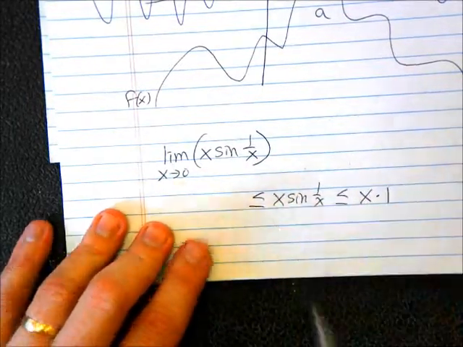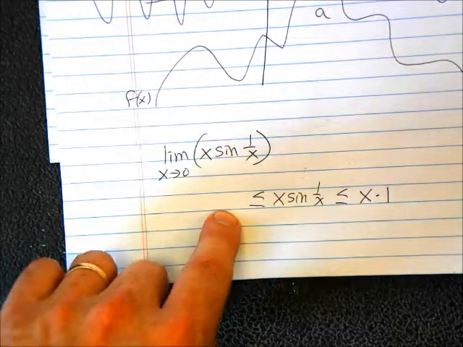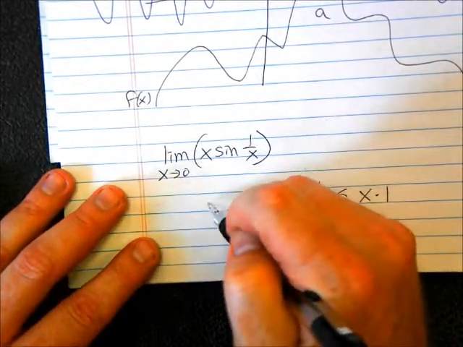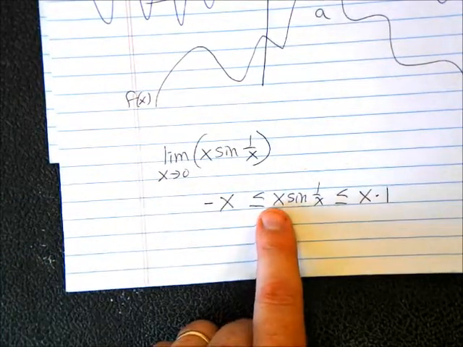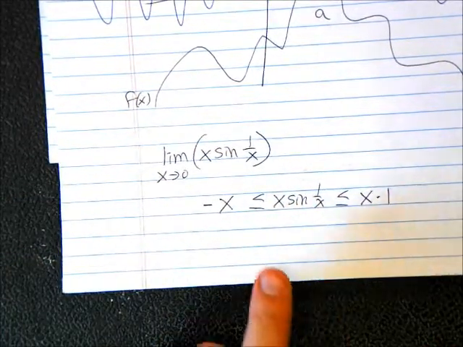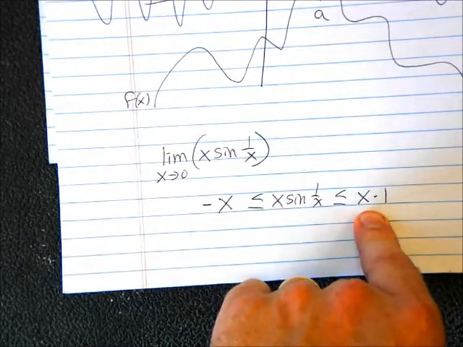On the other hand, what's the smallest it could possibly be? How far down does sine go? Negative 1. So over here we have negative x. So x sine 1 over x, I can squeeze it in between negative x and positive x.